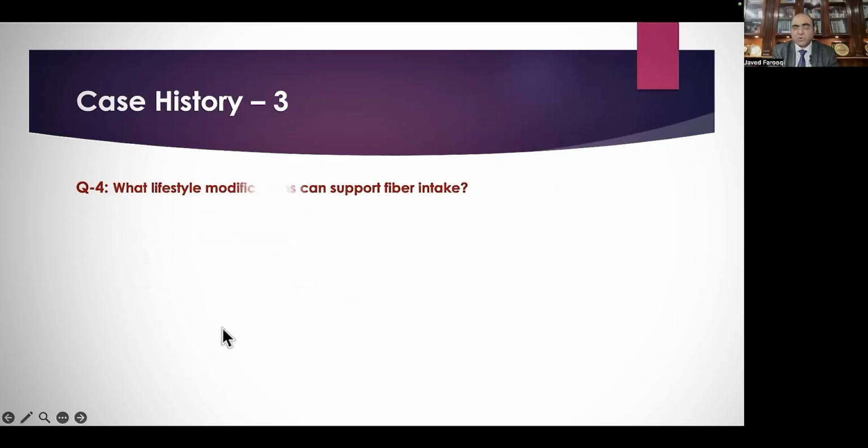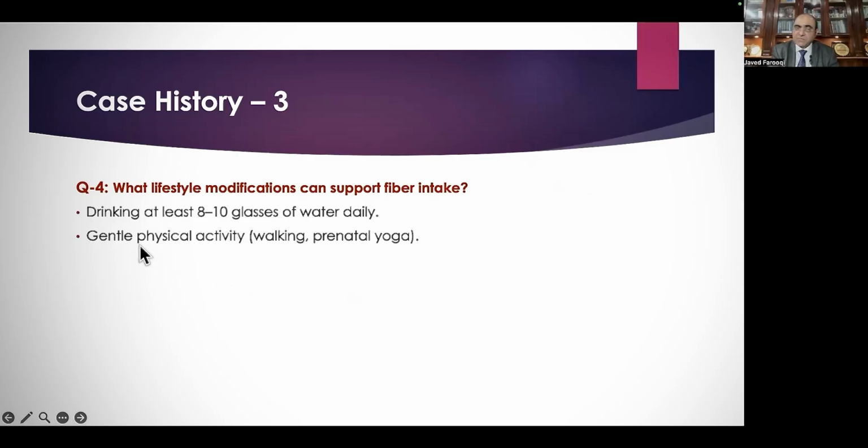Then the question number 4. What lifestyle modifications can support fiber intake? Drinking at least 8 to 10 glasses of water daily. Gentle physical activity, walking, prenatal yoga, and establishing regular bowel habits, time after meals.